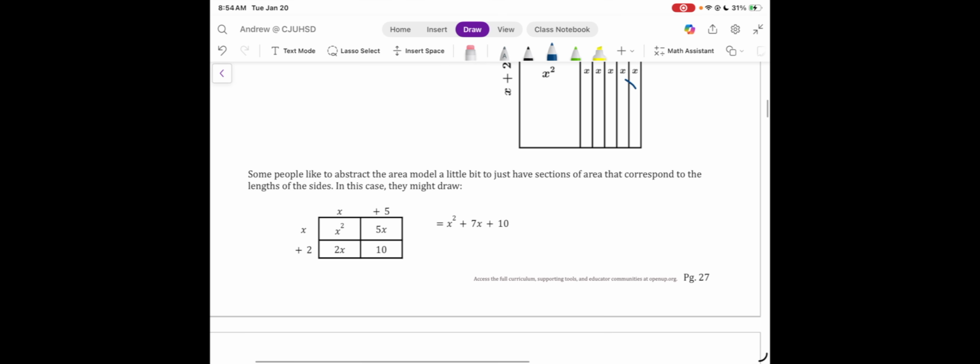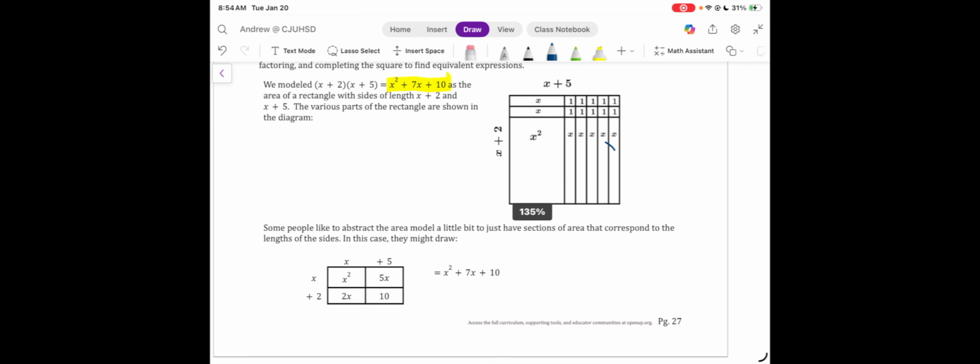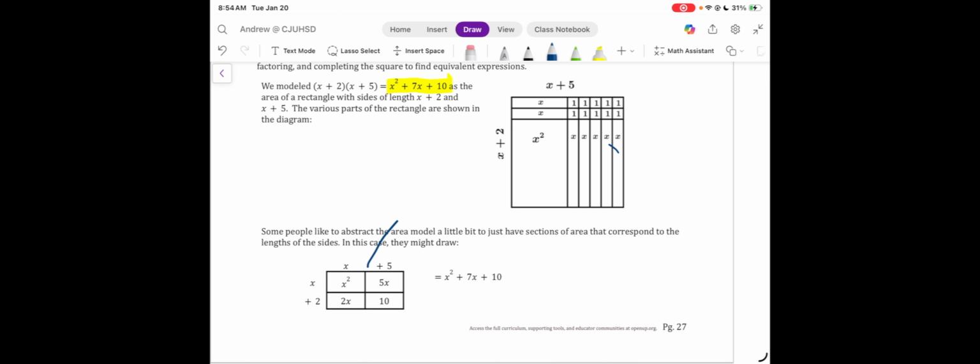In this case, some people like to abstract the area model a little bit to just have sections of area that correspond to lengths of sides. So this is the generic rectangle. And it abstracts what was done in this other rectangle over here. It says, well, there's an x part, there's a number part. So we'll just make those x parts and number parts all sort of come together.